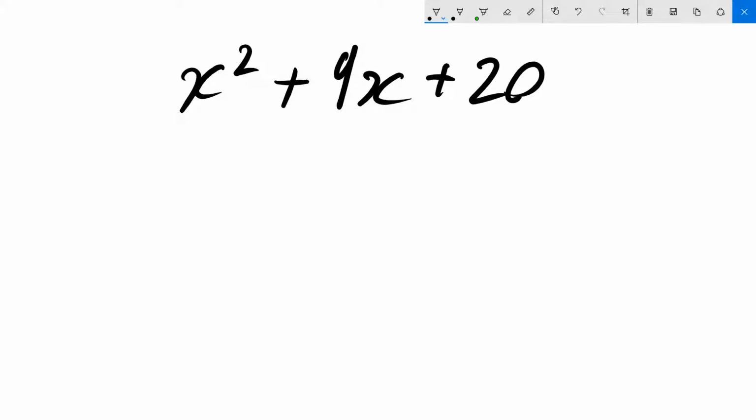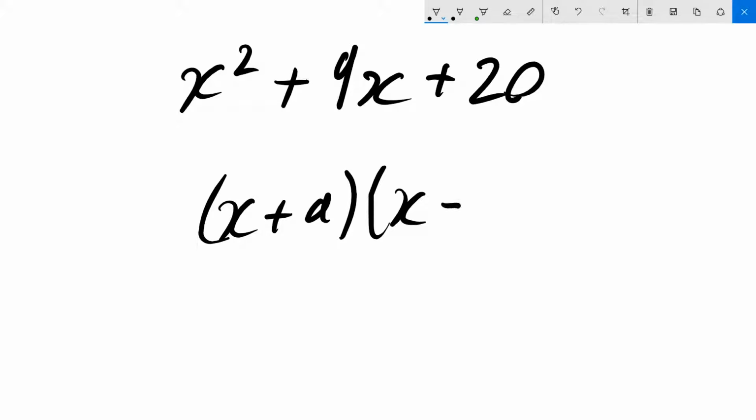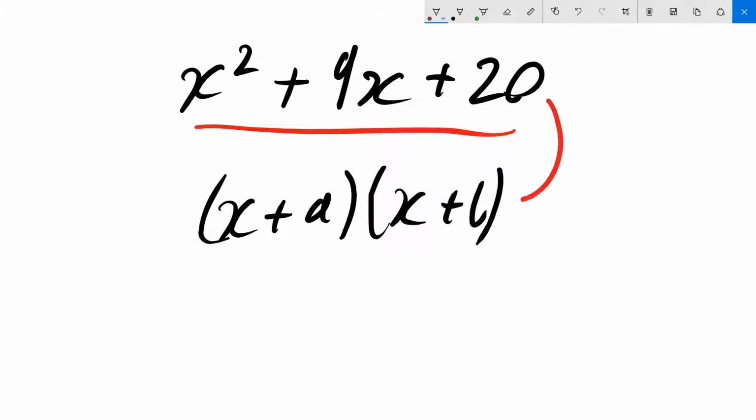Hello, and today we're going to be talking about quadratic factorization. So, for example, getting something like x squared plus 9x plus 20 to something like x plus a number a times x plus a number b. So what we really want to do is get this equation here and put it into some sort of format like that. Well, okay, how do we do this?